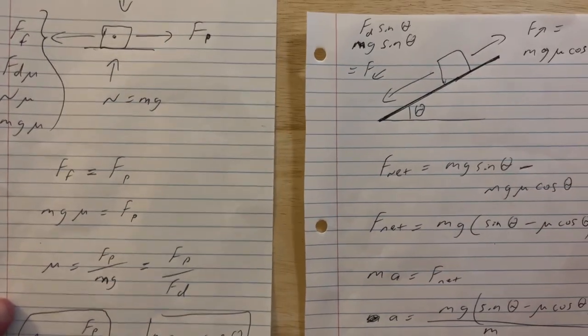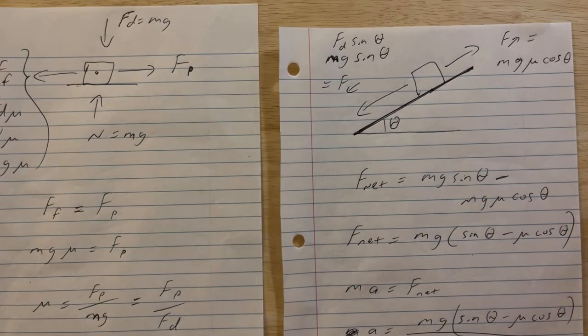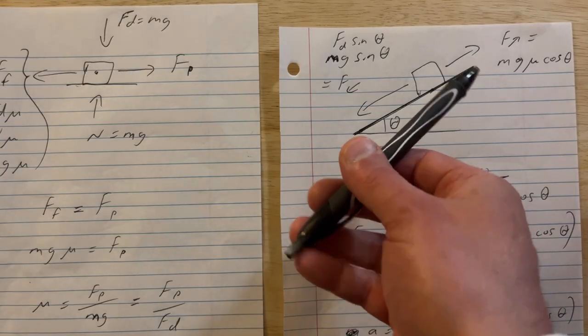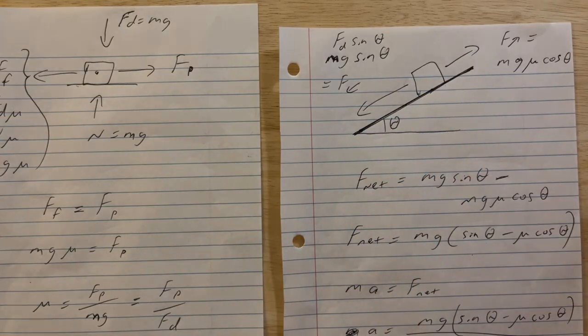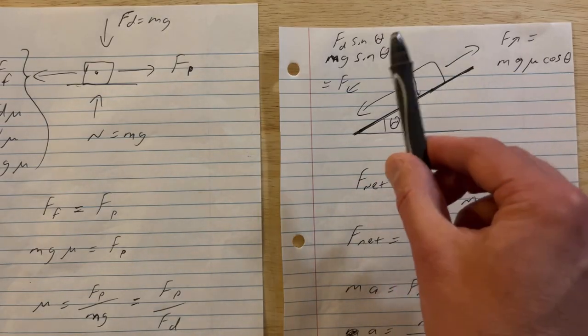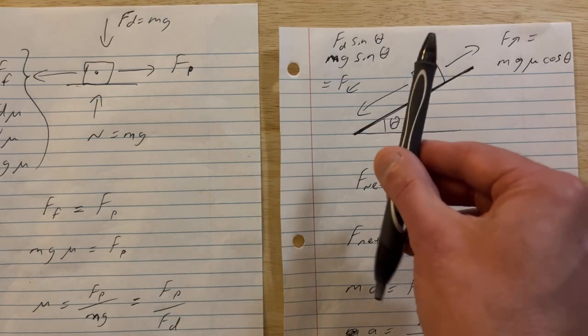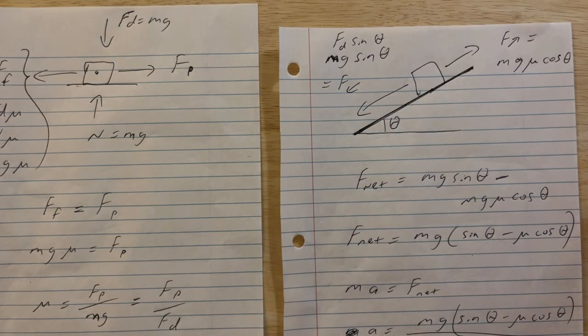I'll use this here on the next page as we have a block sliding down a ramp. The frictional force pulling this block back, not allowing it to slide, is just mg mu cos theta. If theta is 0 degrees, we have maximum friction. If theta is 90 degrees, we have 0 friction. And so we just take the cos theta to get the friction somewhere in between.